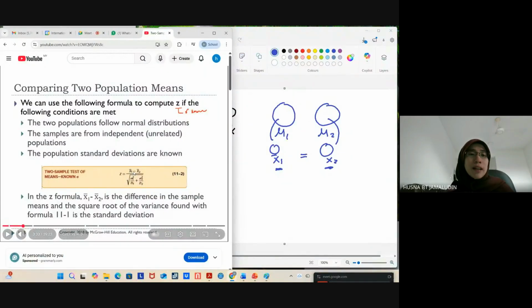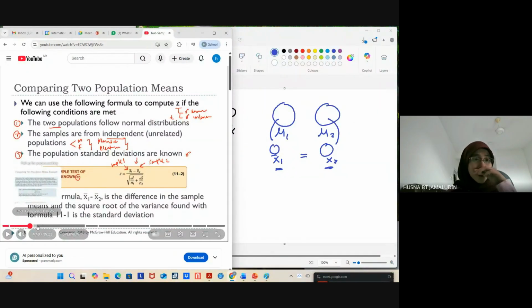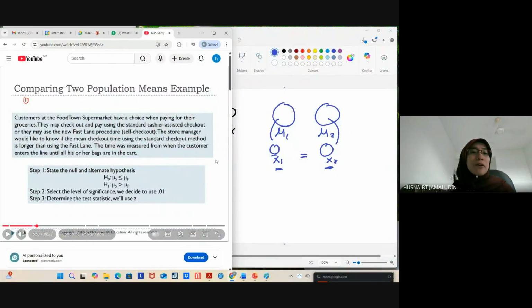You have X bar 1, the sample mean in the first sample, minus the sample mean in the second sample, divided by the square root of sigma squared in sample 1 over the number of observations in sample 1. Sigma squared is actually your variance. So you take the variance in sample 1 plus the variance in sample 2, each divided by its number of observations. Let's look at the example, or else you don't know how to apply the formula, right?